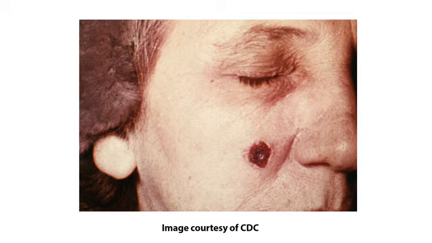But cutaneous anthrax occurs as a result of handling animals or animal products that contain the Bacillus anthracis spores. And in this case, the spores were in the goat hair. The other form of anthrax you're likely to be tested on is inhalational anthrax, or pulmonary anthrax.